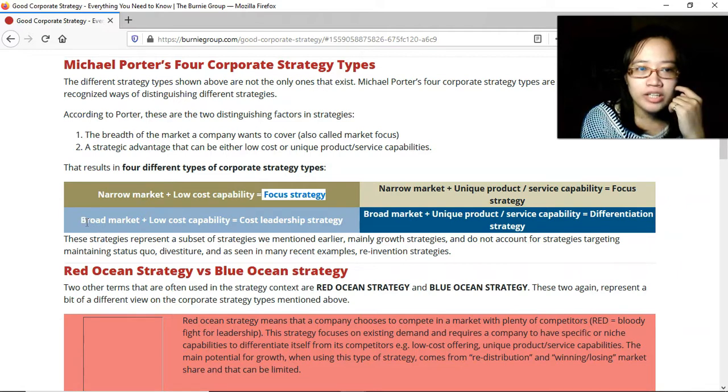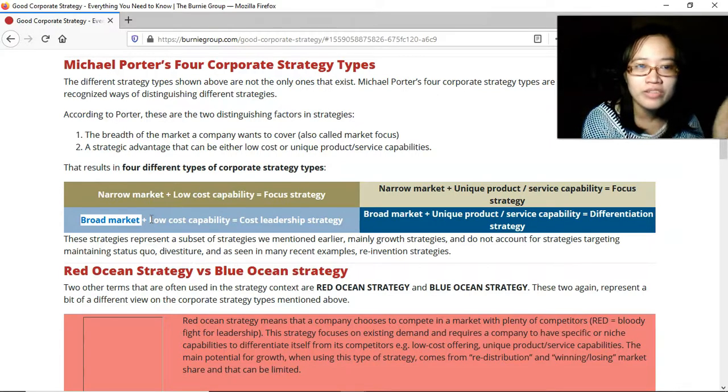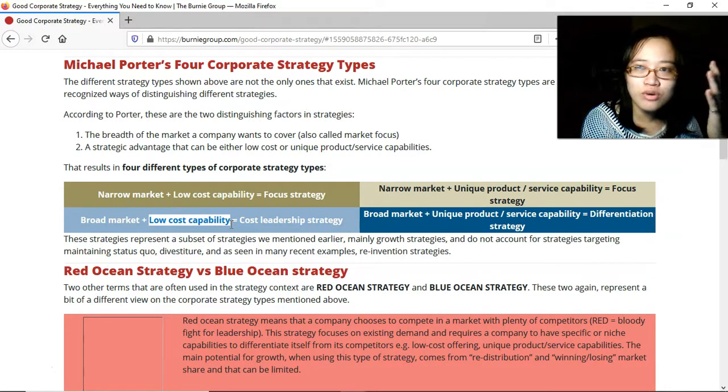And then, broad market, low cost capability. Siguro for mga usual necessities, mga food products, snacks siguro, or things like that. So, broad market kasi, pangkalahatan, lahat naman tayo nagugutom. Or let's say, fast food restaurants, right? Kasi, yun nga, broad market, lahat naman ng tao nagugutom, kumakain. And then, low-cost capability kasi, they're trying to offer more affordable meals to the people.